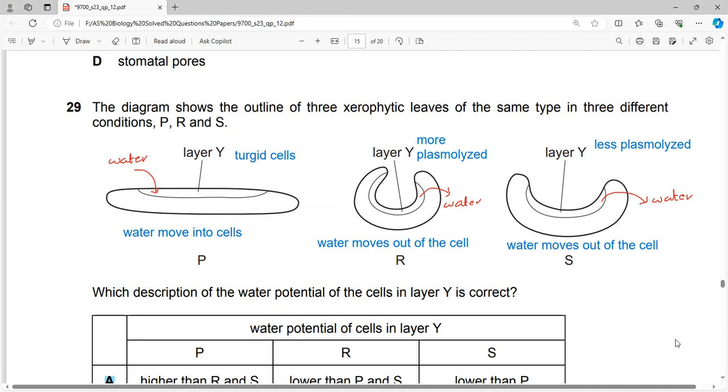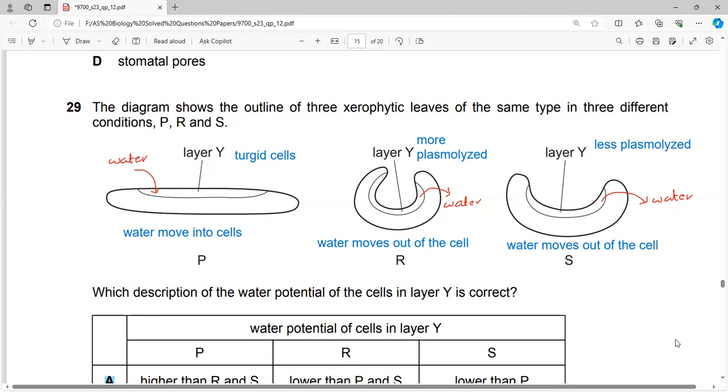While in R and S, the water moves out from inside to the outside, that's why these leaves are shrinking. So this means the water moves from inside to the outside. It means they are present in a concentrated solution. What about the level of concentration being different in R and S? You can see R is present in a more concentrated solution, so that's why it is more plasmolyzed. What about S? S is present in a less concentrated solution, so it is less plasmolyzed.